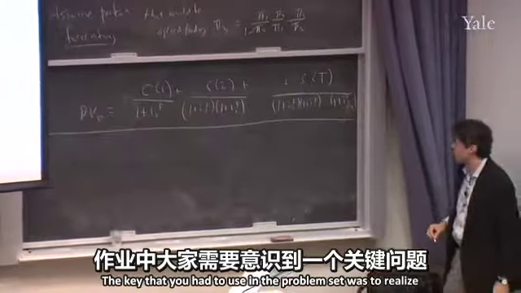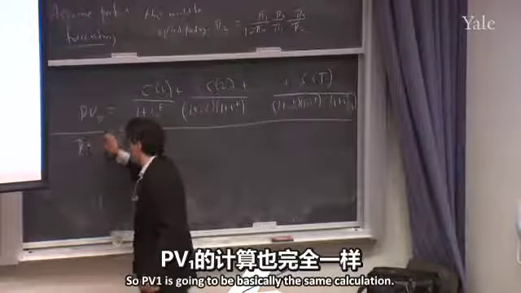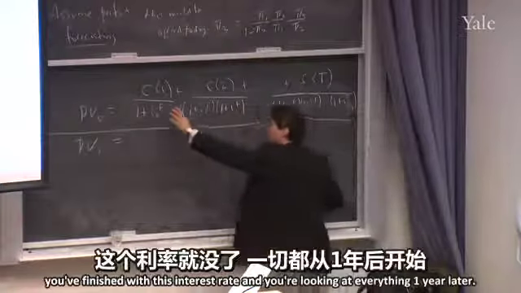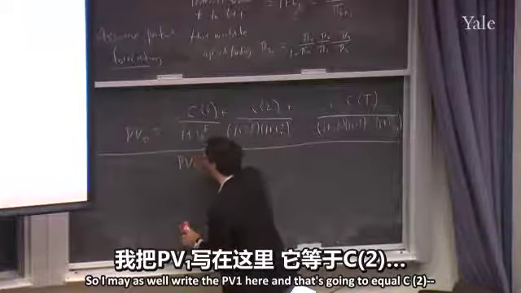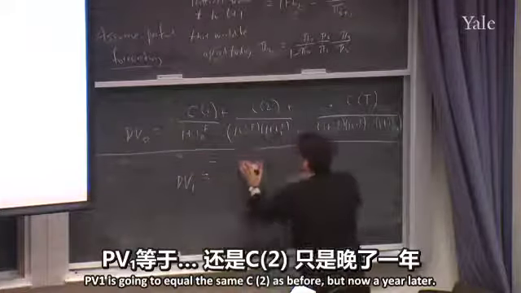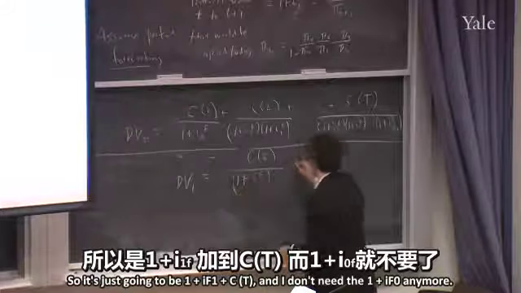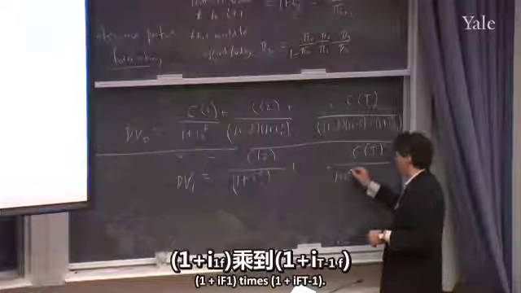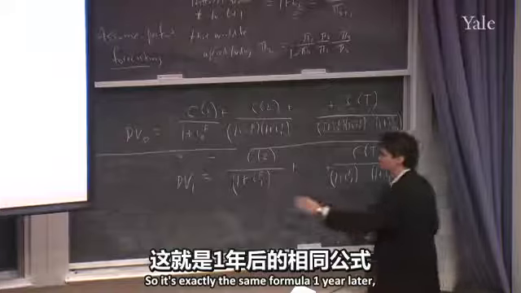The key that you had to use in the problem set was to realize if you're totally confident now about the future, you have to be totally confident about doing this calculation in the future. So PV1 is going to be basically the same calculation. So what's going to happen at time 1? After you've gone down 1 year, you've finished with this interest rate, and you're looking at everything 1 year later. So I might as well write the PV1 here. PV1 is going to equal the same C2 as before, but now you're a year later, so it's just going to be 1 plus I F1, plus C of t, and I don't need the 1 plus I F0 anymore. 1 plus I F1 times 1 plus I F t minus 1. Okay, so it's exactly the same formula 1 year later.